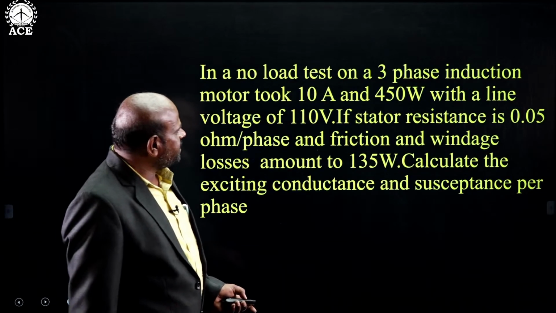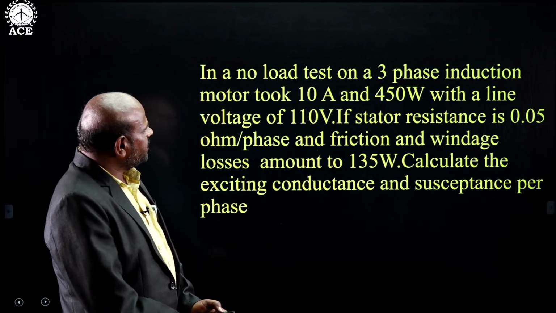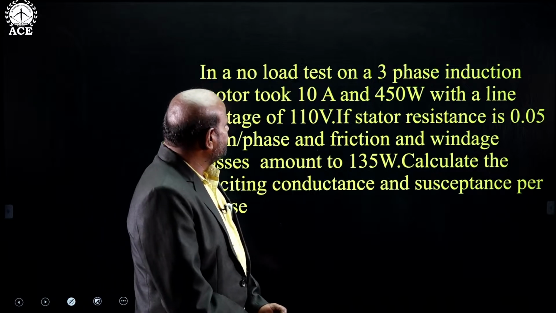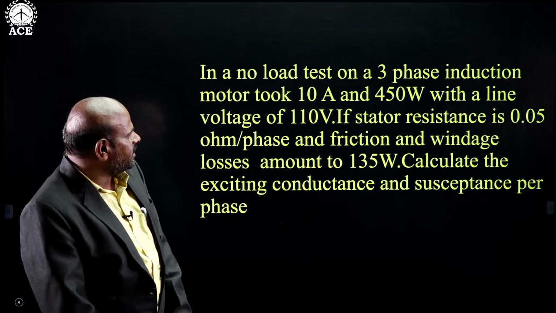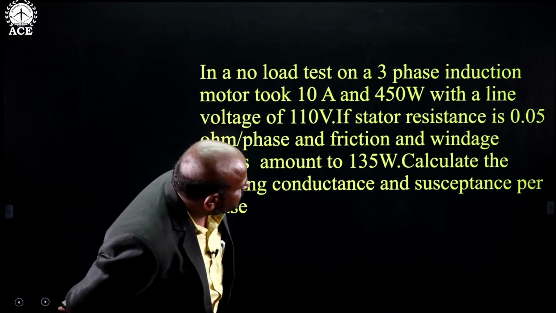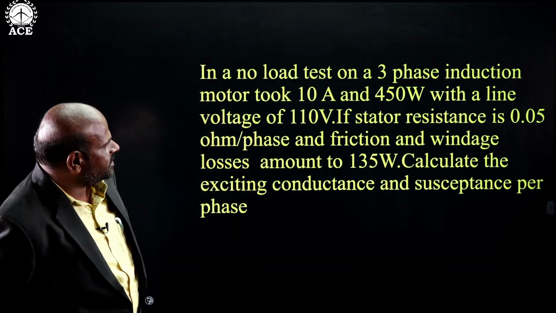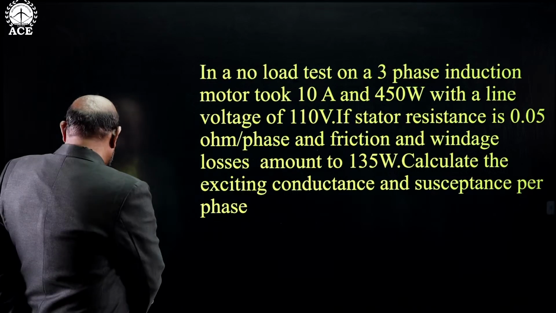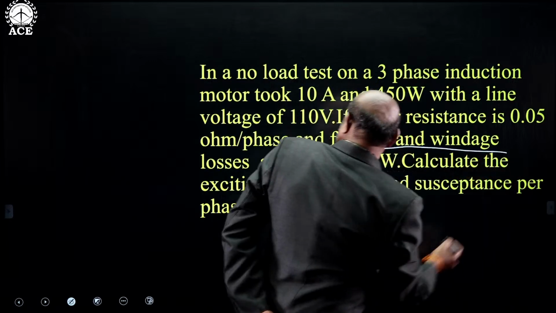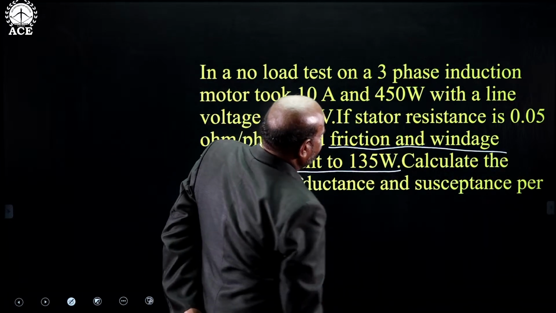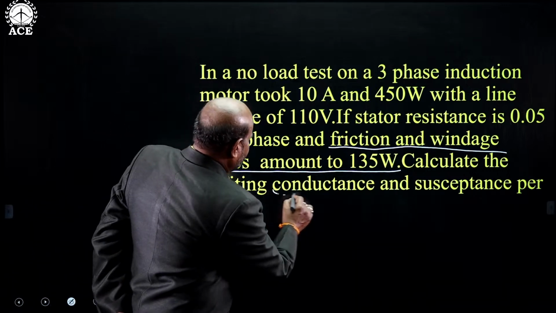So this problem is based on no-load test data. In a no-load test, a three-phase induction motor took 10 ampere and 450 watts with a line voltage of 110 volts. If the stator resistance is 0.05 ohms per phase, and friction and windage losses are 135 watts, calculate the exciting conductance and susceptance.